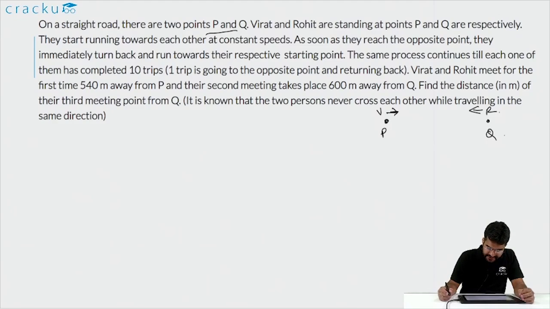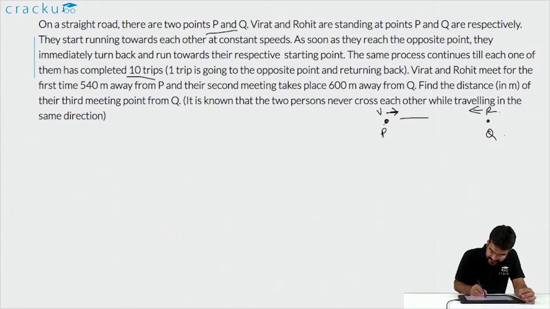As soon as they reach the opposite point, they immediately turn back and run towards their respective point. So they keep going like this. Virat keeps going towards Q, and after reaching Q, he will come back towards P. The same process continues till one of them has completed 10 trips. One trip is going to the opposite point and returning back. Virat and Rohit meet for the first time 540 meters away from P.